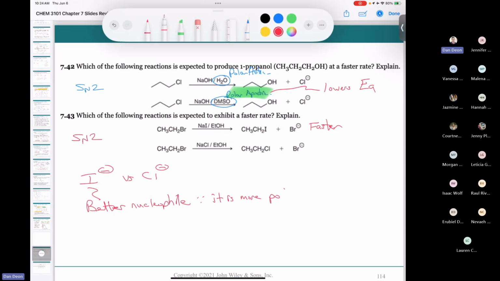Polarizable. There you go. And then for the top one, I'll put lowers activation energy, increases potential energy of hydroxide. And that covers the entire chapter.